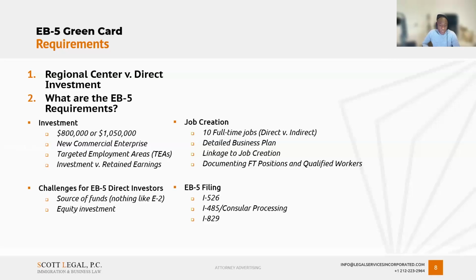The first is you have to invest either 800,000 or 1,050,000 in a new commercial enterprise. The new commercial enterprise is not brand new. It can be an entity that was formed after 1990. And the difference between the two amounts, the 800,000 and the 1,050,000, is whether or not the business is in what's called a targeted employment area. If it is in a targeted employment area, then it is going to be the lower amount, and if not, it's going to be the higher amount.